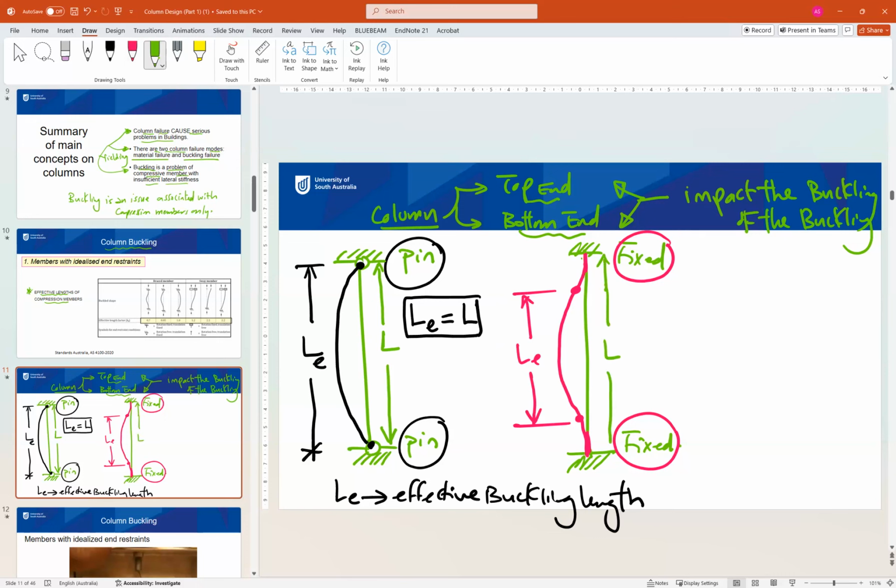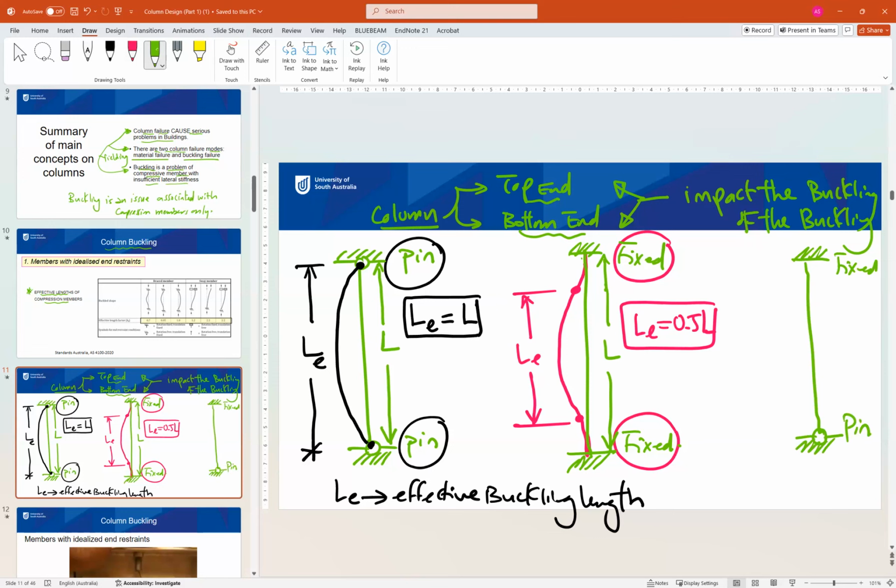As you can see, L cannot be taken as equal to LE because the buckling starts a little bit later. So in this case, the standard takes L effective as 0.5 of L. In the first case, L effective equals L. Second case, L effective equals 0.5 of L. The third case is the mixed case, if we have fixed at the top or at the bottom and pinned on the other side.